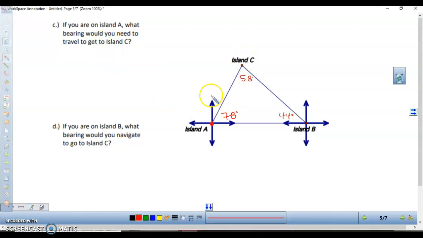Well, remember, bearings, you always start at 0. So how many degrees clockwise do I need to rotate before I'm on this path that takes me to island C? Alright, well, I know that both of these two angles are complementary. They add to 90. And if this is 78, then that will be 12 degrees. So what bearing I would need to travel is just on a 12-degree bearing.